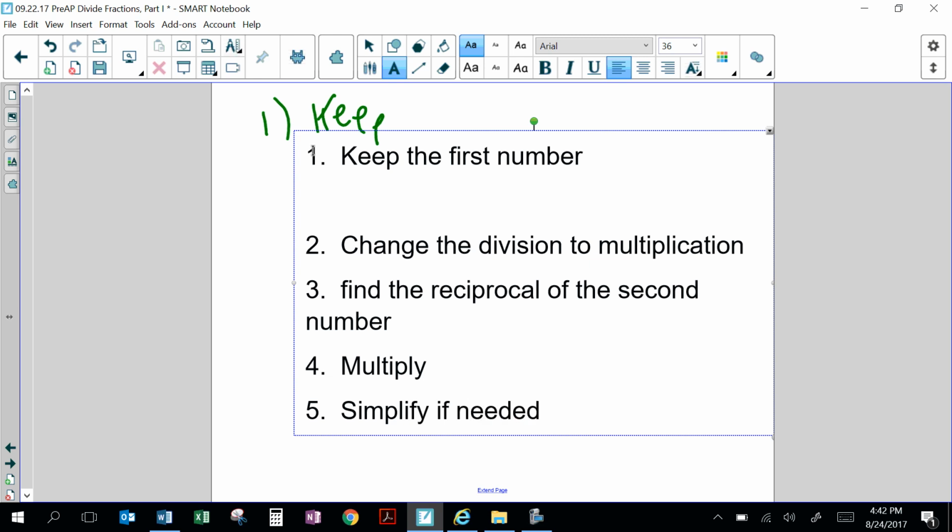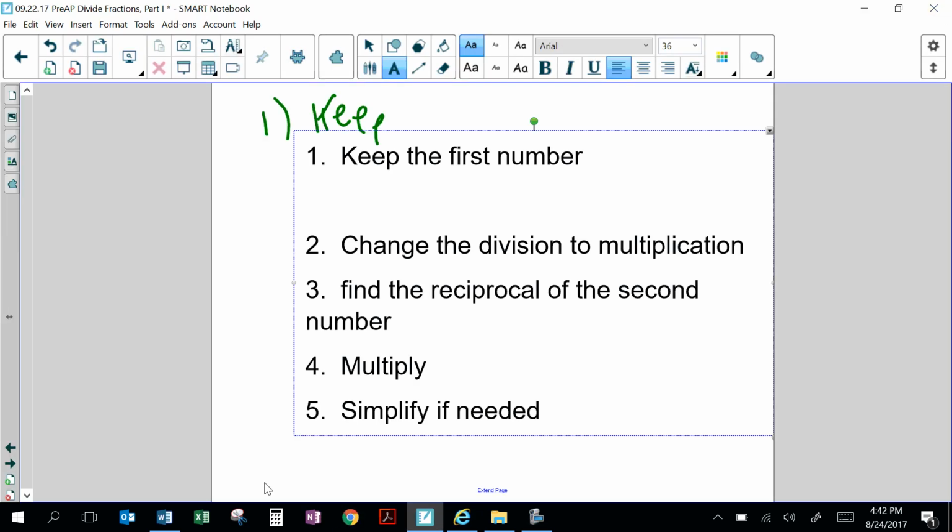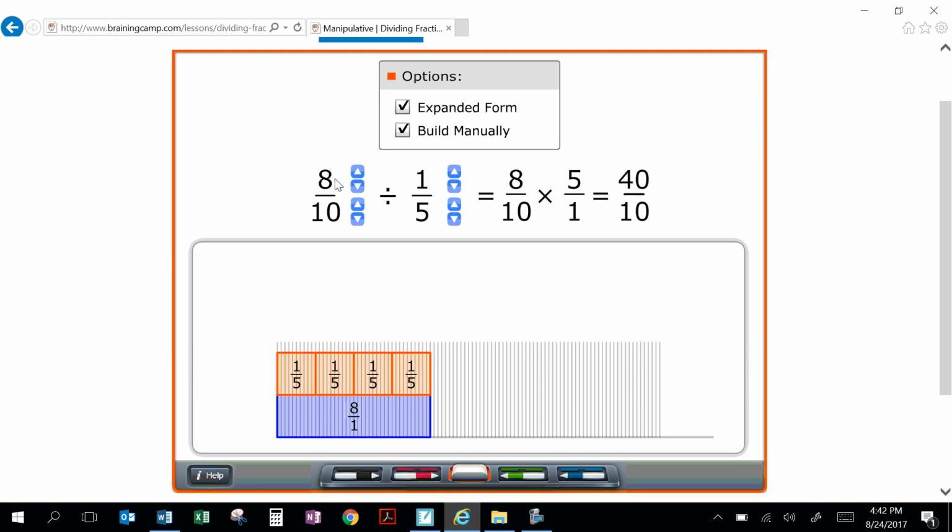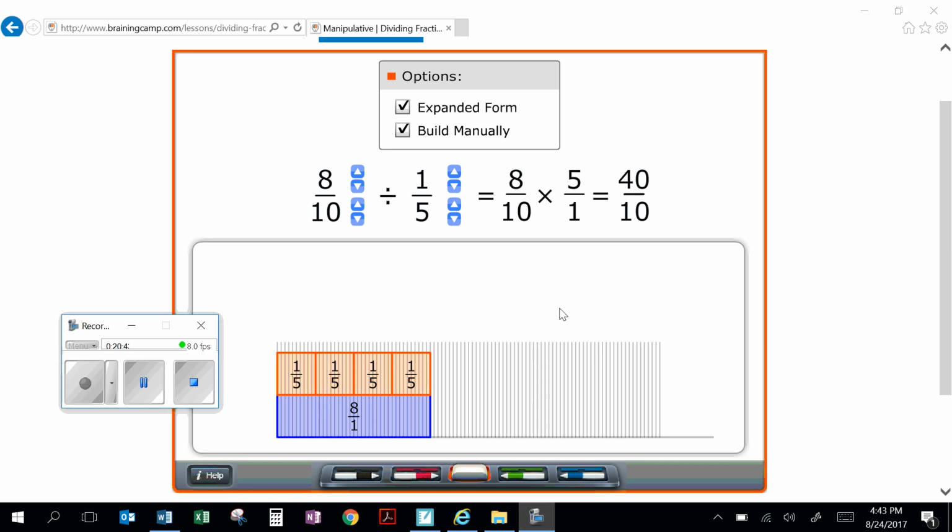So, for example, let's look at our online manipulative, if you really don't trust me on this one. They kept 8/10. They turned the division into a multiplication expression. Then they took the reciprocal of the second number, 5/1, and multiplied. How many groups of 1/5 go into 8/10? Four groups, and you see four groups because 40 divided by 10 is 4. Thank you.